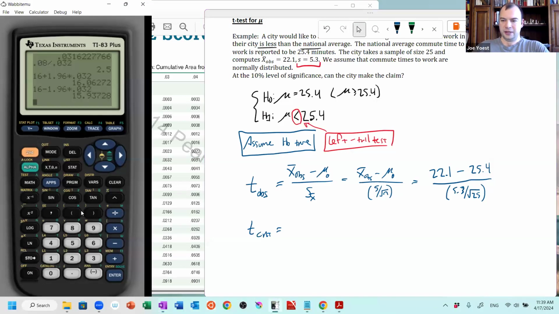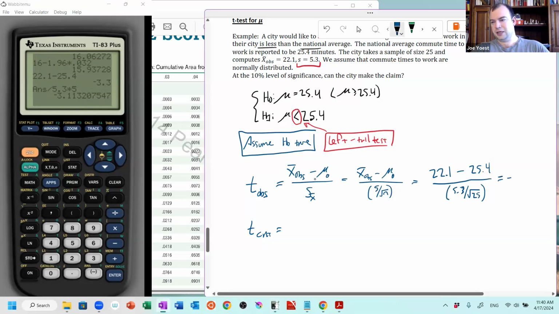So if I come over to my calculator, I have 22.1 minus 25.4 for the numerator. That's divided by 5.3 and then times 5. That over root 25 on the bottom, that over 5 on the bottom flips up top and becomes a times 5 overall. So I have the numerator over 5.3, that's still in the denominator, and then times 5 because that flipped up to the top. So just be careful with your order of operations and so on.